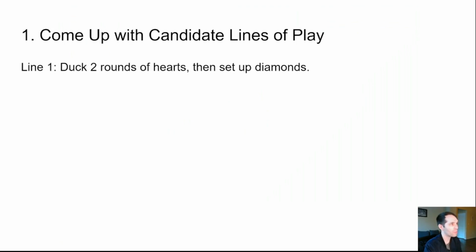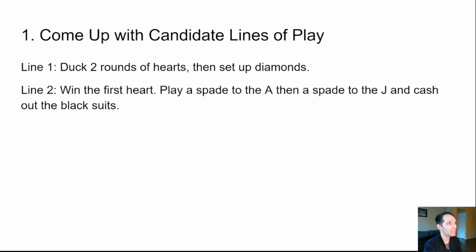So, just to reiterate, these are the 3 possible lines of play that we're considering. We duck 2 rounds of hearts, then set up diamonds. Line 2, we win the 1st heart, play a spade to the ace, spade to the jack, try and cash out the black suits. There is something to be considered on the second line of play.